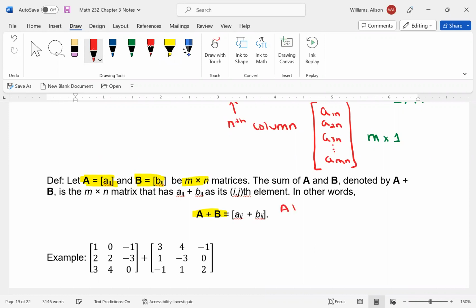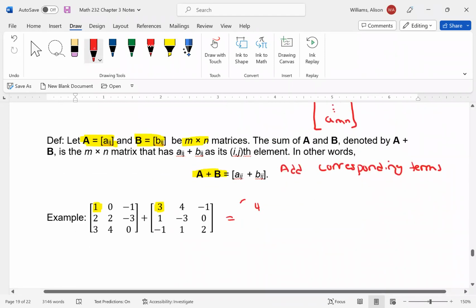So add, wow, that's not how you spell corresponding. Corresponding elements or terms. We'll say terms. It's quicker. So let's say I want to add these 2 matrices together. That means I'm going to add first row, first column, first row, first column. And that's going to add up to be 4. Here, I'm going to have to make it a little bigger because I write, unfortunately, bigger than the computer can type. And it doesn't want to let me erase or move. There we go. Okay.